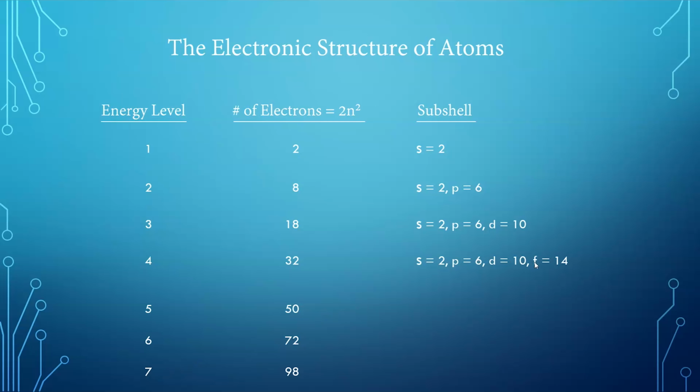Now, after level 4, we continue alphabetically. So in level 5, we'll add a G subshell, which holds 18. In level 6, there'll be an H subshell that holds 22, and that process will continue to infinity. But as I said earlier, there's no atom in existence yet that needs more than 7 energy levels. That is more than enough to hold the maximum of 118 electrons that the largest currently known atom contains.